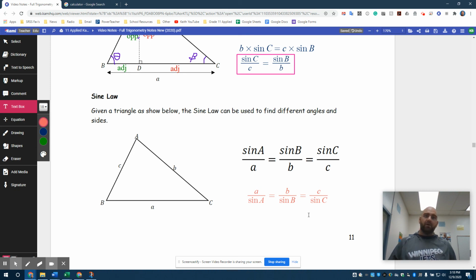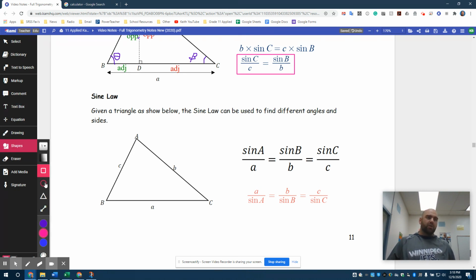So this is sine law, and we're going to use sine law to, again, find certain angles and certain sides in a non-right angle triangle. Now, there are some limitations, and we'll get into that in just a little bit. But for right now, we're going to go through how we solve for certain values.